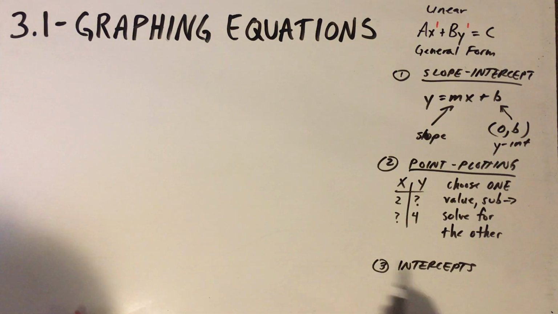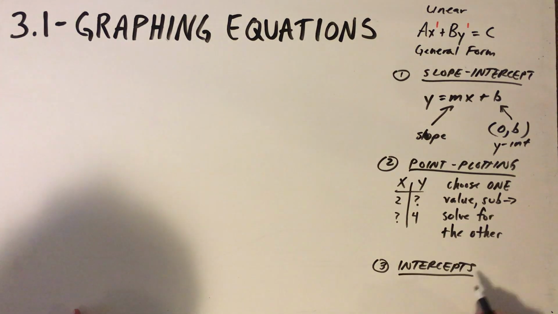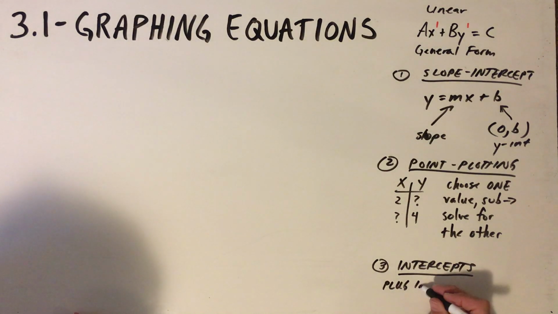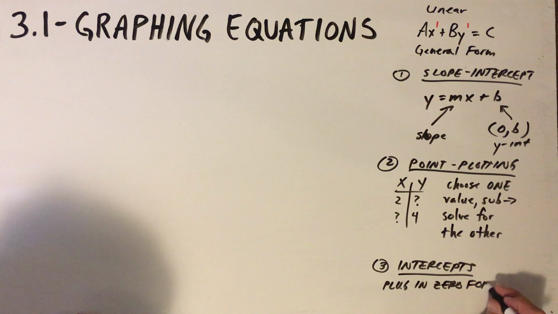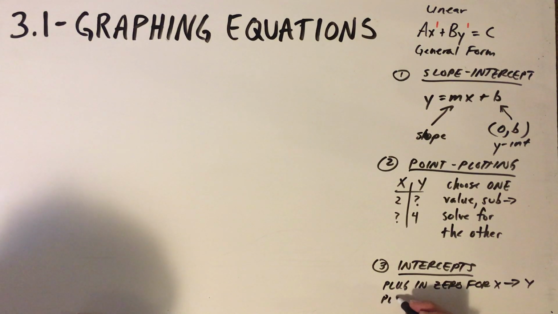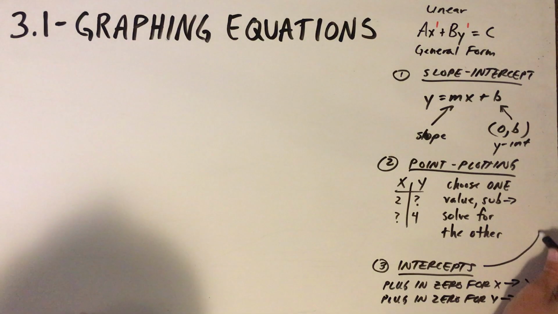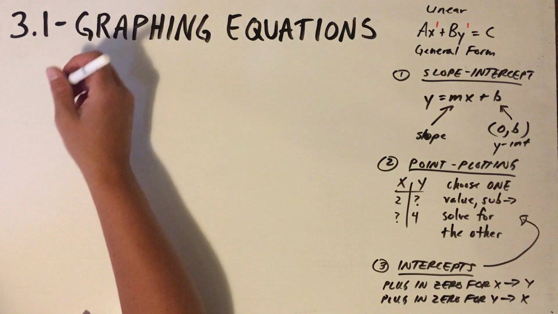Okay, so what is the difference then between point plotting and intercepts? Well, with intercepts, what I'm going to do is I'm going to plug in 0 for x and see what y is. And then I'm going to plug in 0 for y and see what x is. So finding the intercepts is really just a shortened version of point plotting.